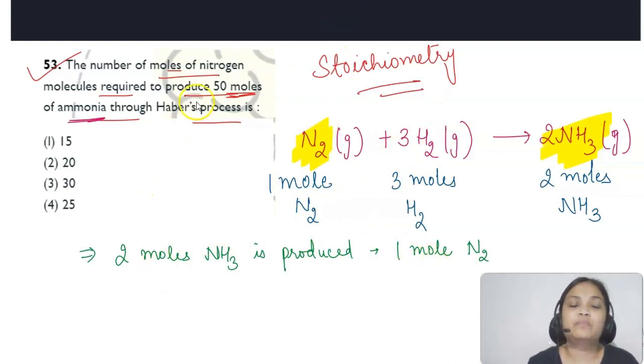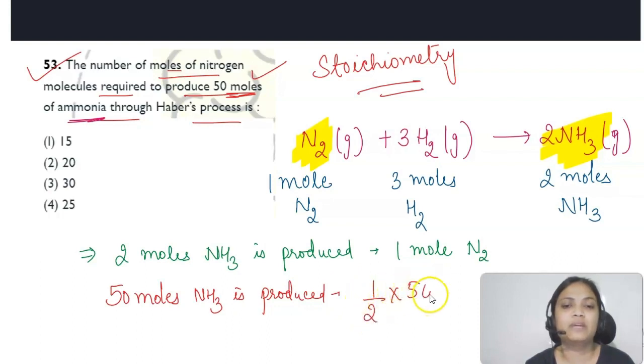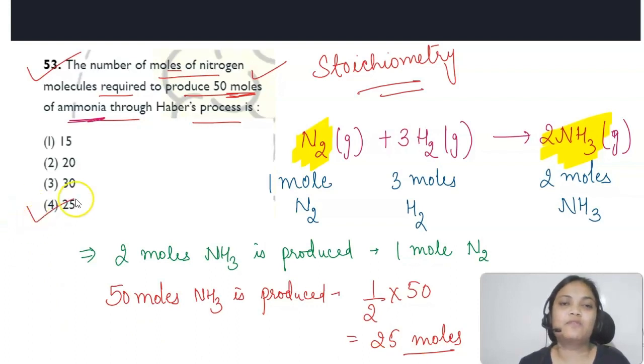So how many moles are asked in the question? 50 moles. So 50 moles of ammonia will be produced from how many moles of nitrogen? I can write 1 by 2 into 50. The basic unitary method will be applied. So it will be 25 moles, right? So yes, 25 is the option. It's option number 4. So the answer for this question is option number 4.